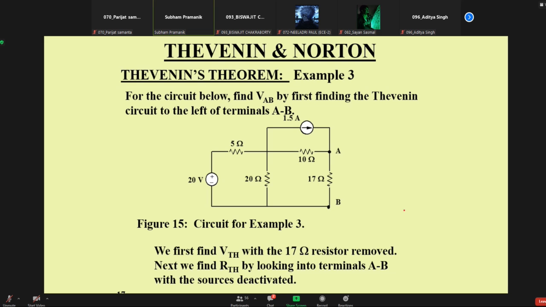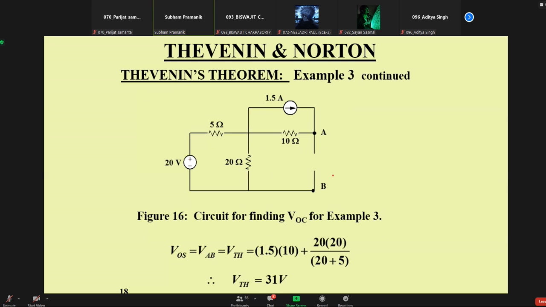For the circuit, find VAB. Find VAB by first finding the Thevenin circuit. As the voltage VAB is required across 17 ohm, obviously that 17 ohm will be the load. So first we find VTH with the 17 ohm resistor removed. Once it is removed, we get a circuit configuration like this.